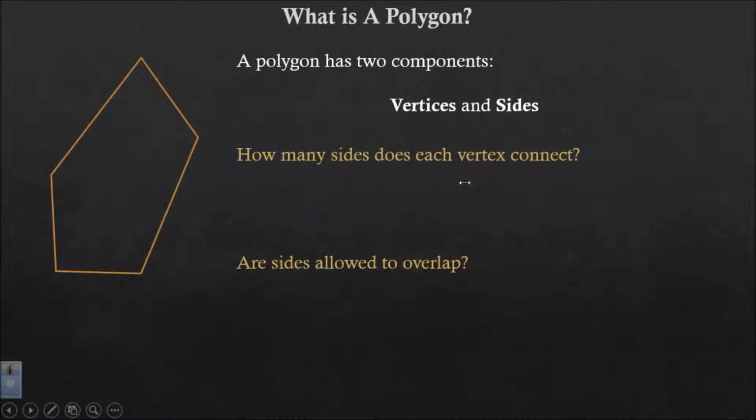So, our first deal, we want to talk about what is a polygon. First of all, a polygon has two components. It has vertices and sides.